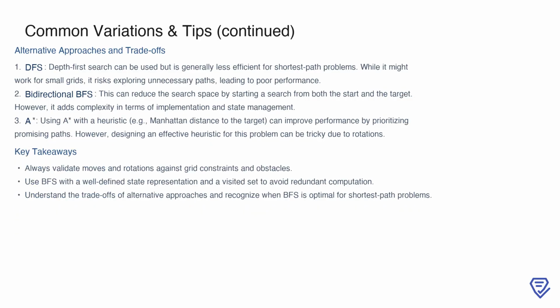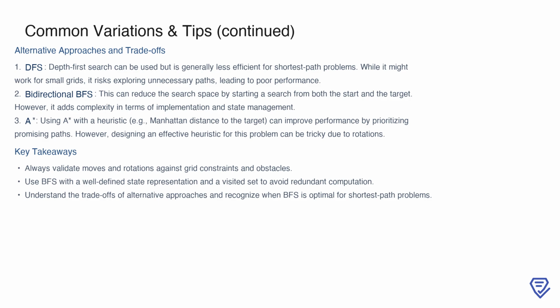Finally, let's discuss some alternative approaches and their trade-offs. While BFS is generally the best fit for this problem, you might consider depth-first search, or DFS. However, DFS tends to explore unnecessary paths and is less efficient for shortest path problems, making it more suitable for smaller grids.